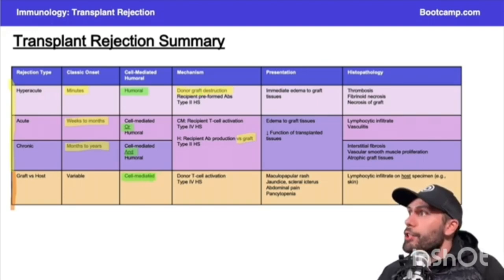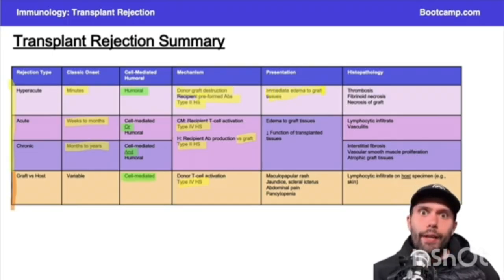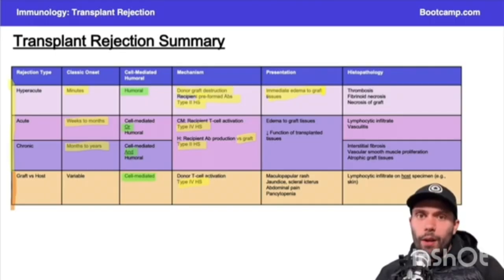Now, again, hyperacute, we said preformed antibodies. What does that make it? A type 2 hypersensitivity, just like the acute blood transfusion reactions. If it's cell mediated, it's type 4. Again, humoral is type 2. So you have to take this and apply that to the type of hypersensitivity that you're going to get. Okay, remember, in hyperacute, we're in the OR, and we're seeing that this graft is turning white or becoming ischemic. We're looking for thrombosis of the vessels, fibrinoid necrosis of the graft.